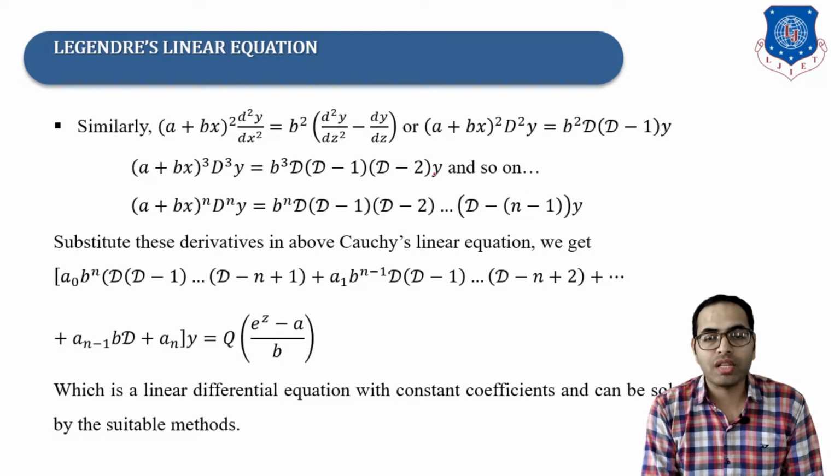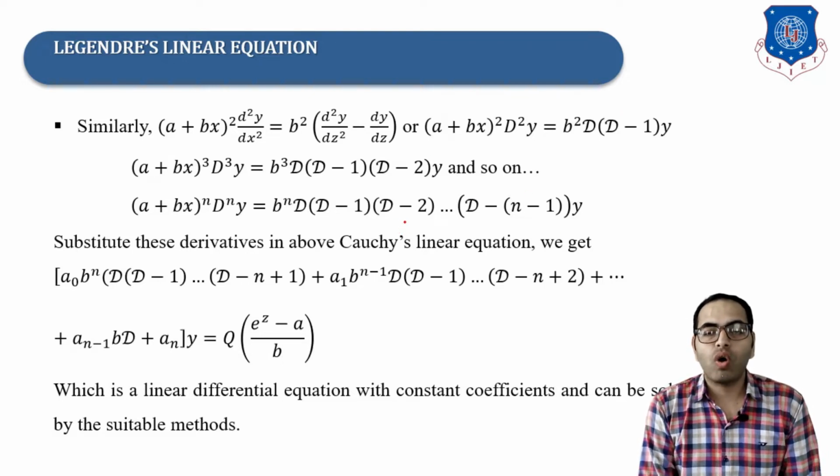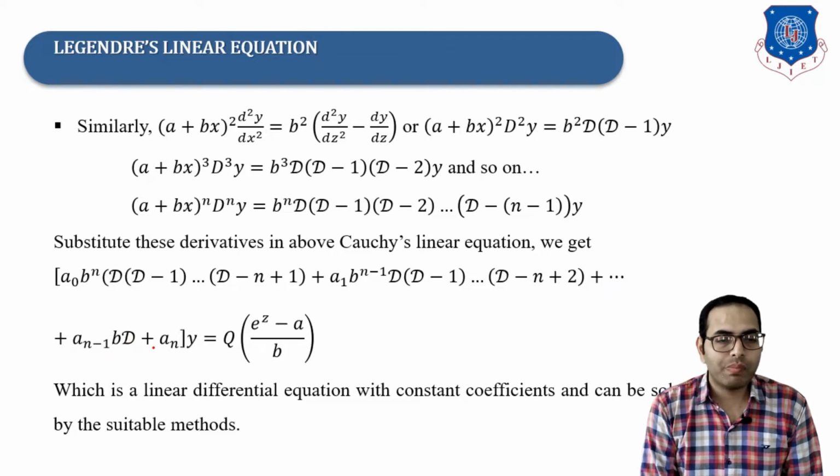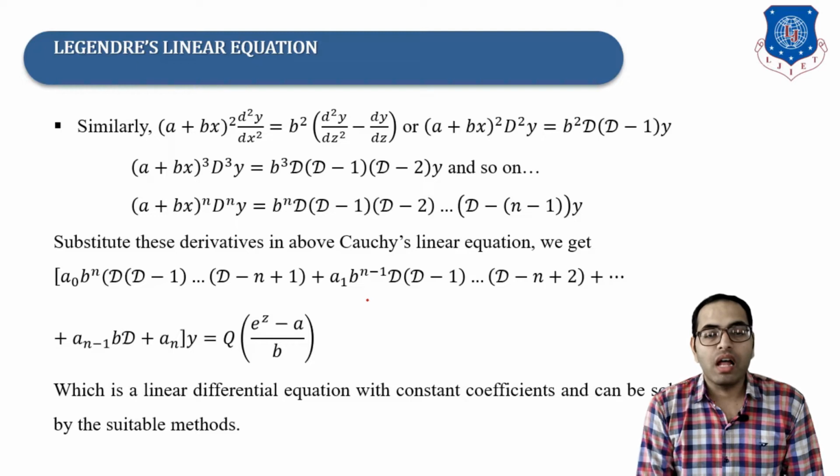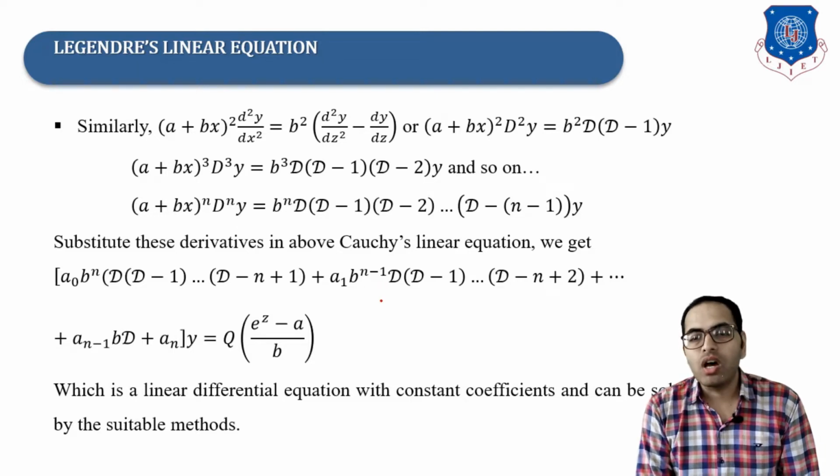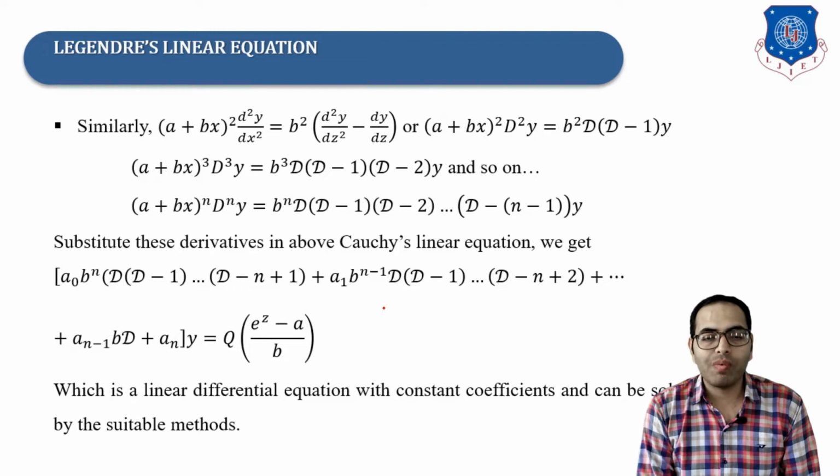Substituting all these things in our Legendre linear equation gives a0 b^n D(D minus 1) up to (D minus n plus 1), plus a1 b raised to n minus 1 D(D minus 1) and so on up to (D minus n plus 2), and so on, plus an minus 1 bD, plus an, of y equal to q of (e raised to z minus a) by b. Now this is our linear differential equation with constant coefficients, which can be solved by a suitable method.